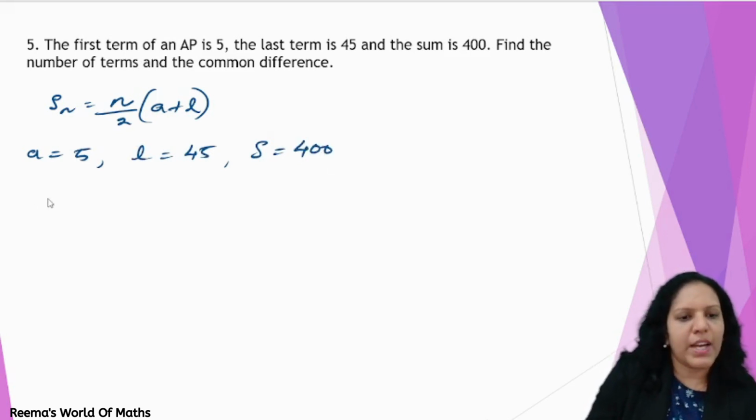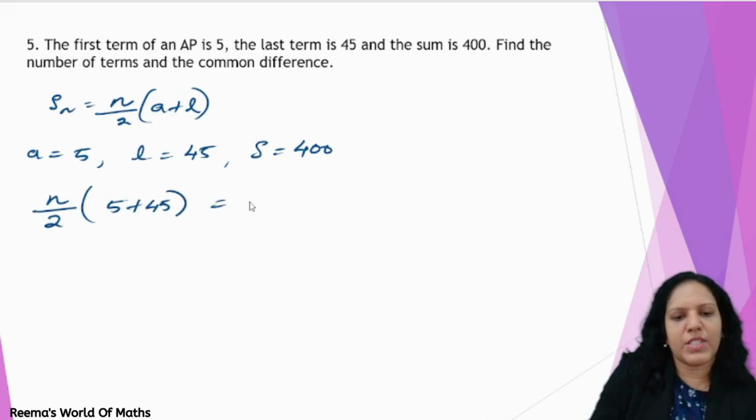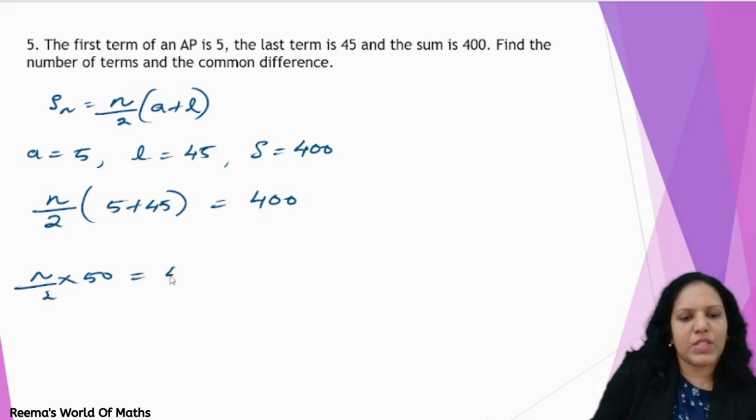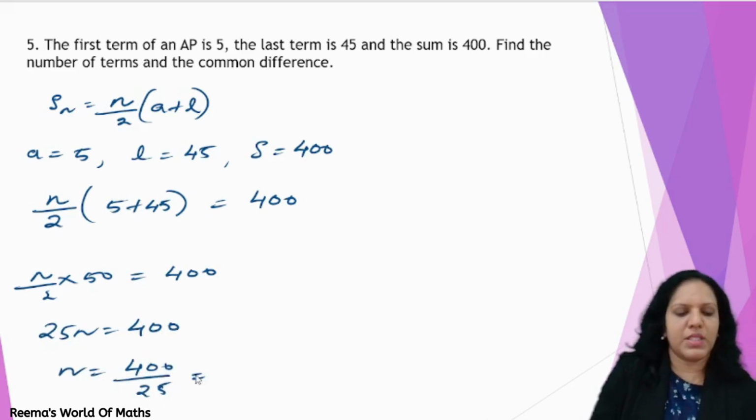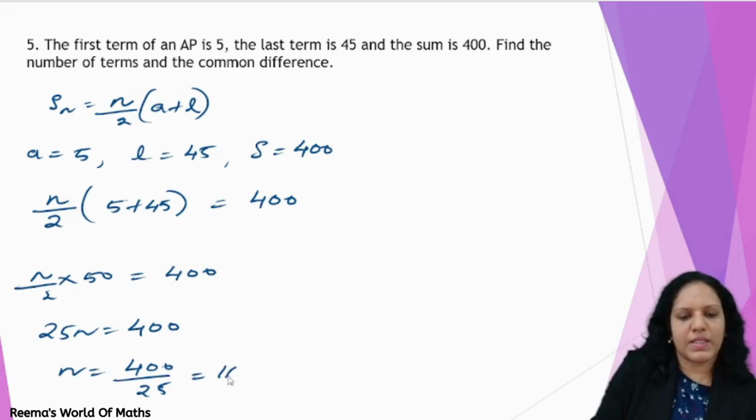So that is n by 2. We don't know the value of n. n by 2 multiplied by (a plus L), 5 plus 45, equals 400. Correct? So that is n by 2 multiplied by 50 equals 400. So that is 25n equals 400. n equals 400 divided by 25, which is how much? 25 times 16 is 400. So the number of terms equals 16.